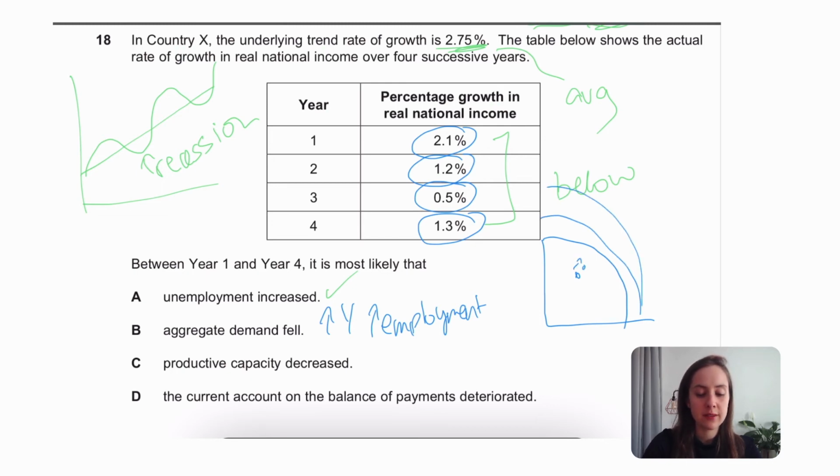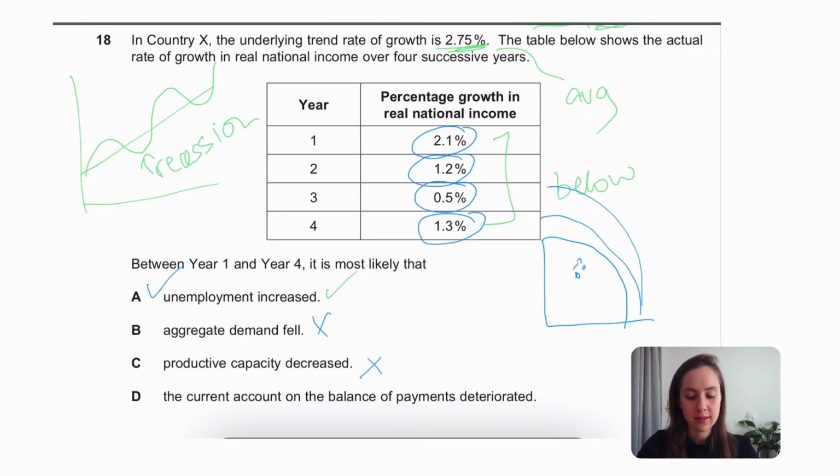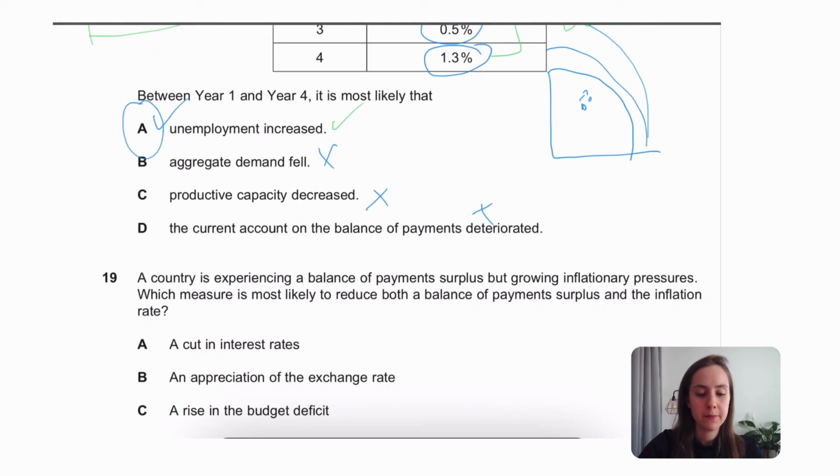So A still works, but aggregate demand falls is not true because we've always had more growth. Productive capacity decreased. No, nothing to indicate that. And okay, that's too unlikely, so I'm just going to go for A.